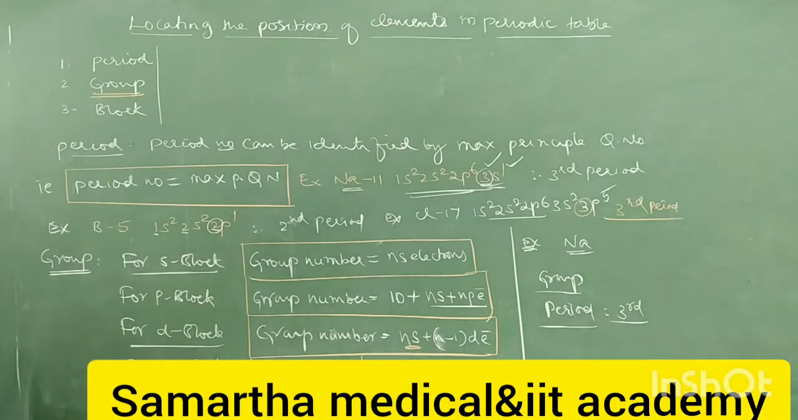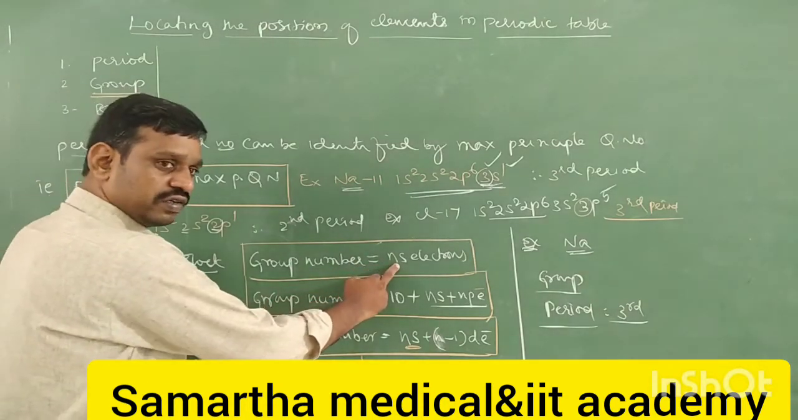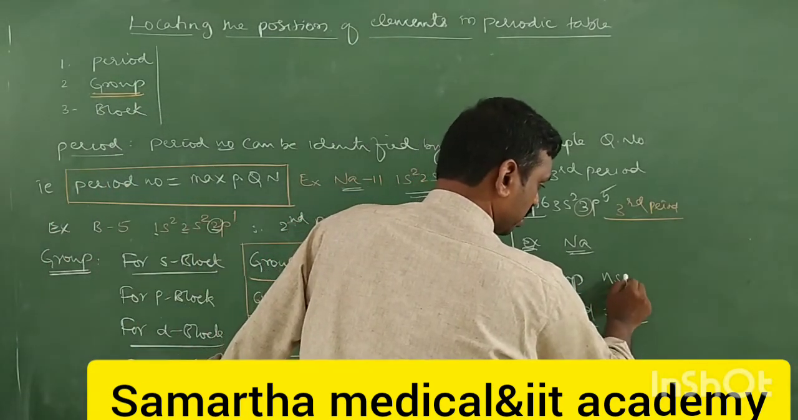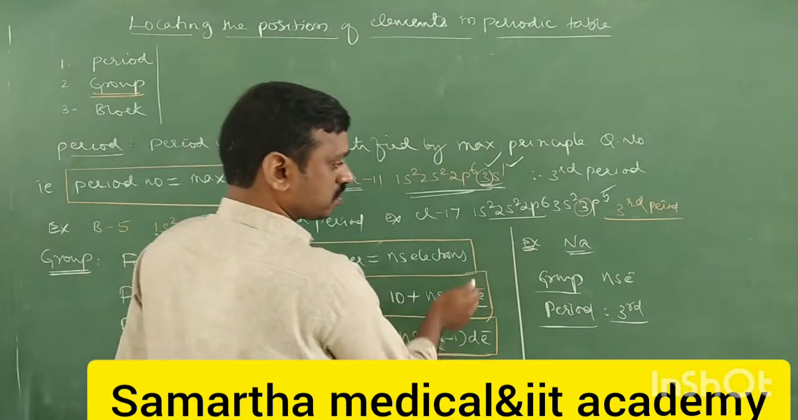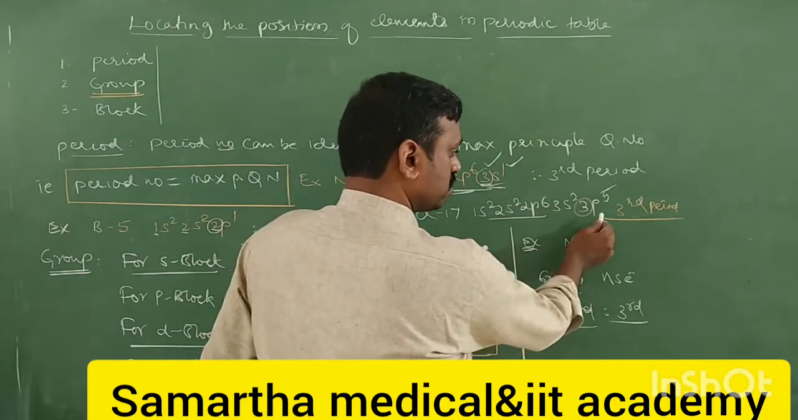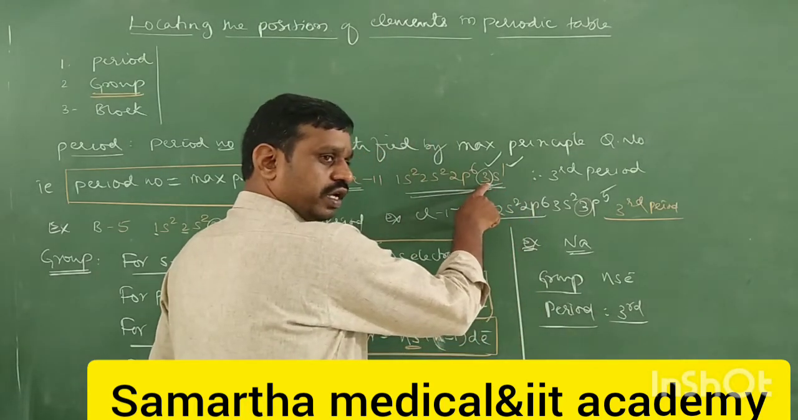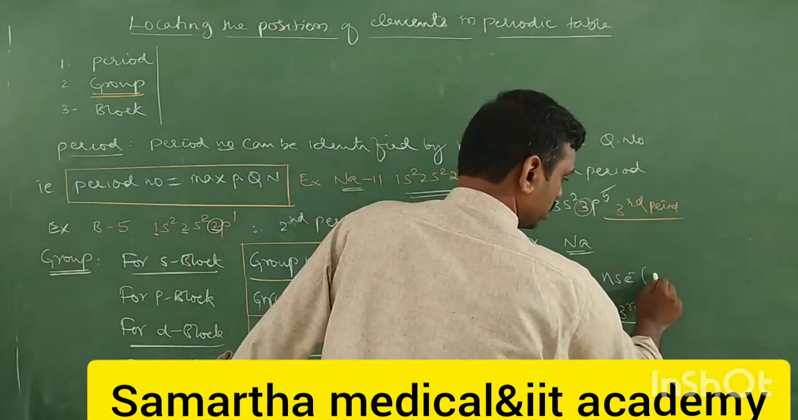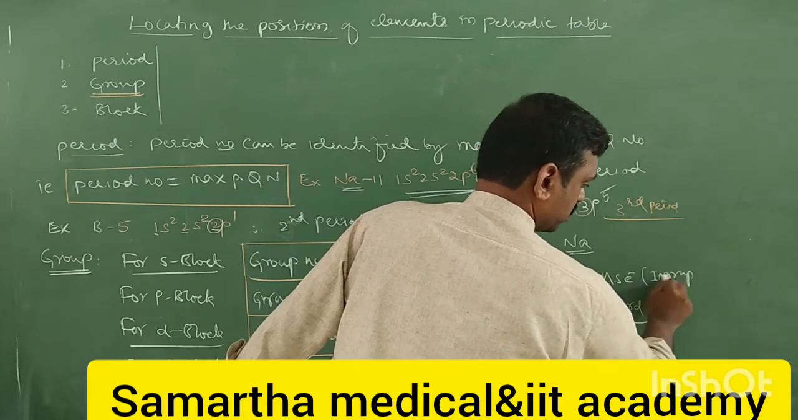For an s block element, how do you calculate the group number? Group number is equal to the ns electrons. There are how many ns electrons? See the electronic configuration. N means outermost, so 3s1. It means one electron. So therefore it is the first group.